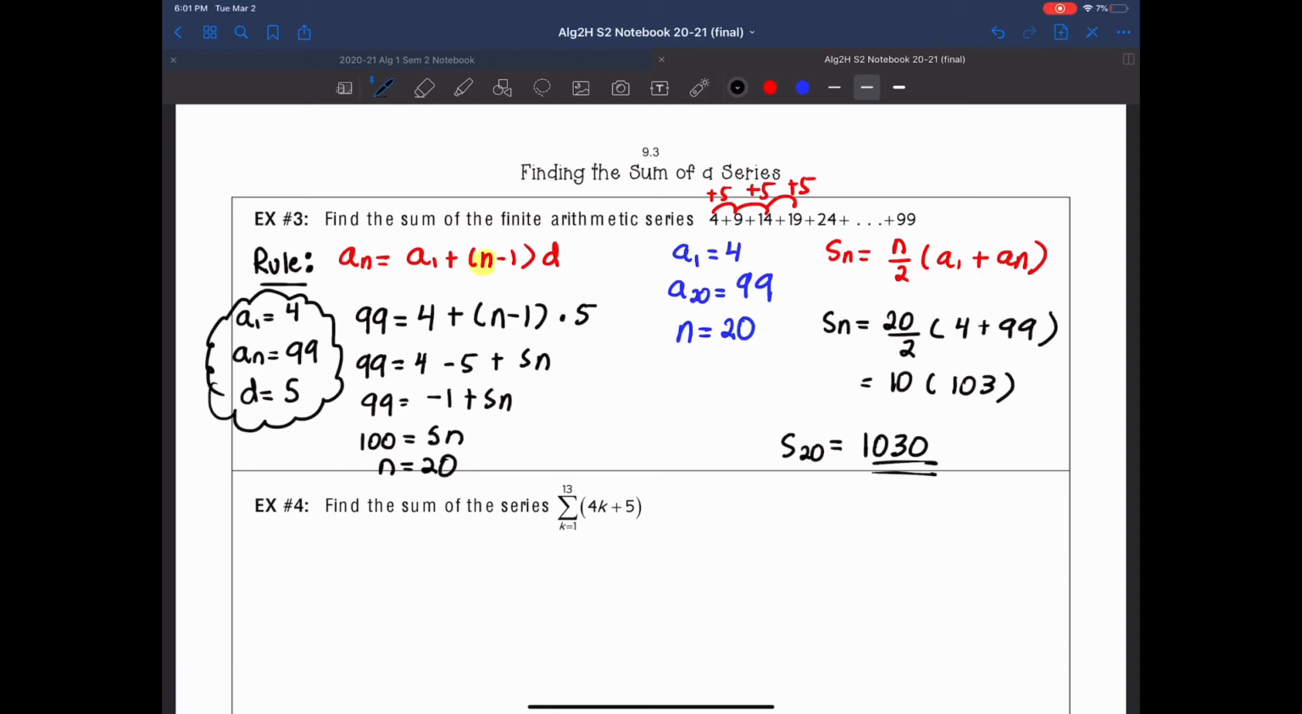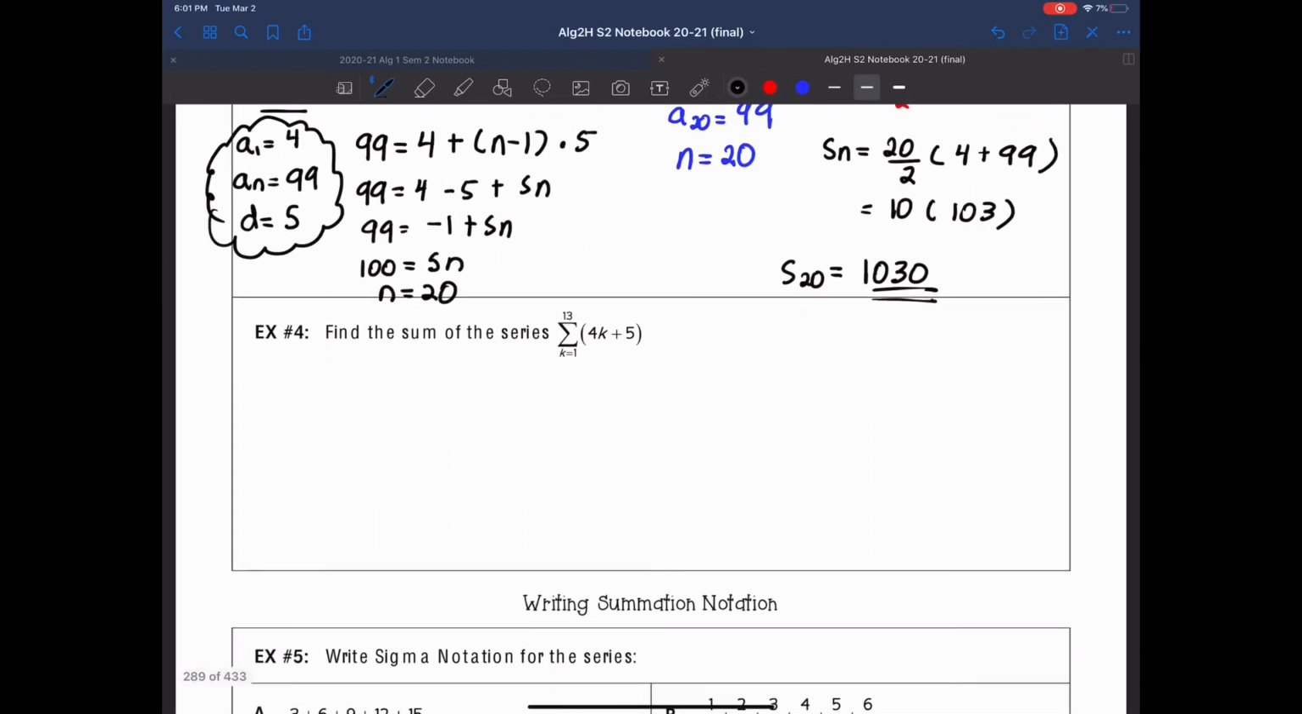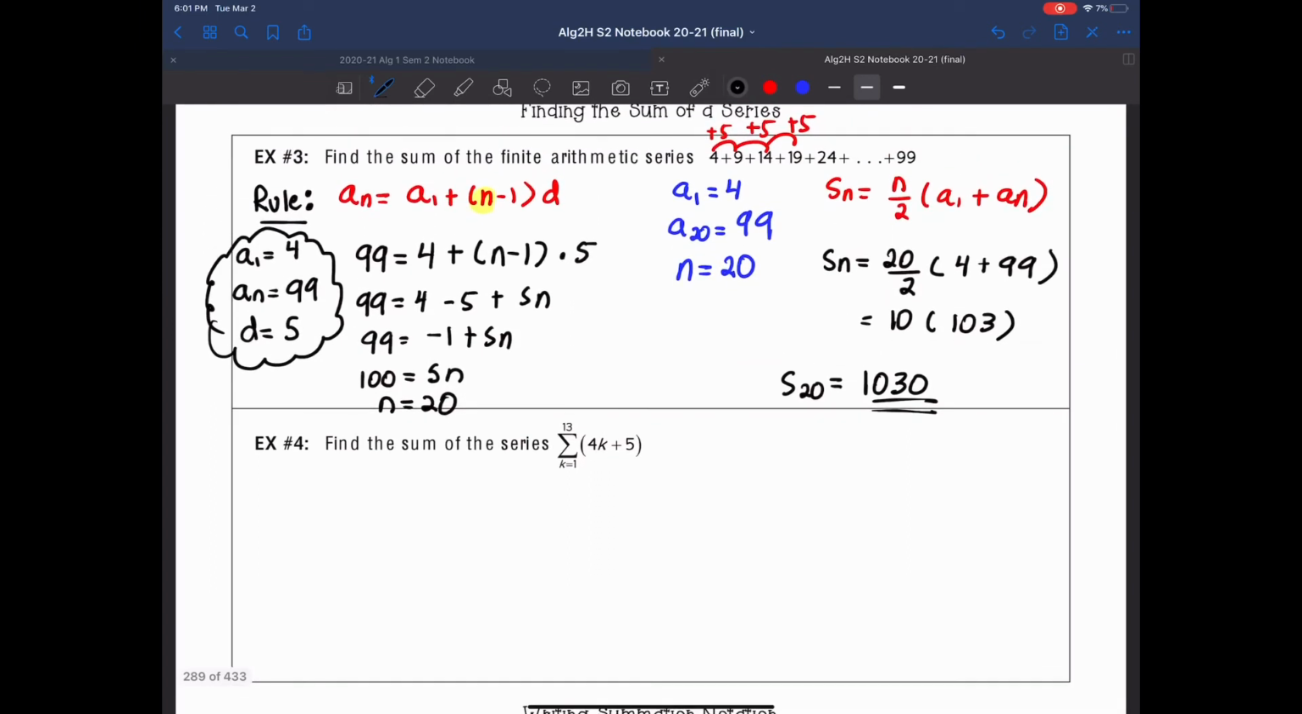Example number 4, find the sum of the series. Ooh, this one is written in summation notation. We have this fancy sigma symbol. We know that our lower bound is 1, our upper bound is 13, and our formula is 4k plus 5. So what this is telling us is that the series starts by plugging 1 in for k, and then we plug in every integer from 1 to 13, and then we have to add those together to find the sum.